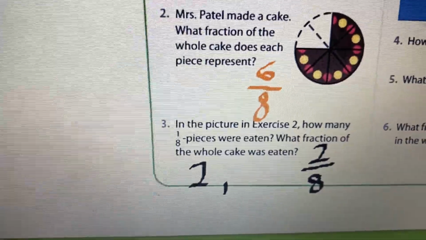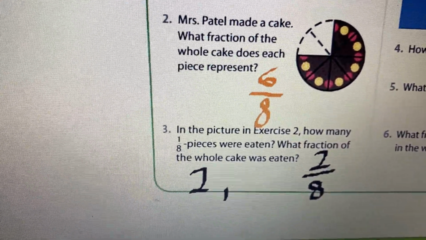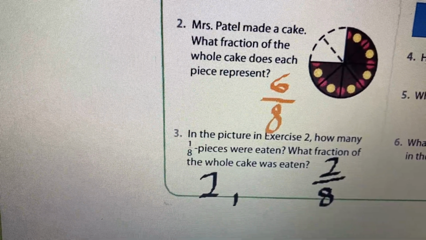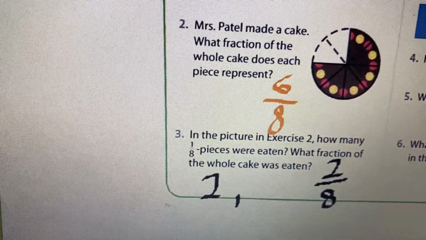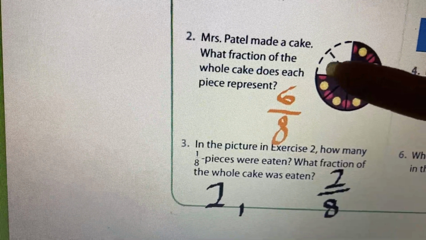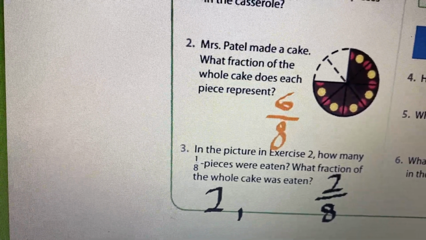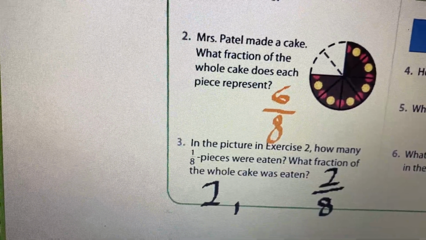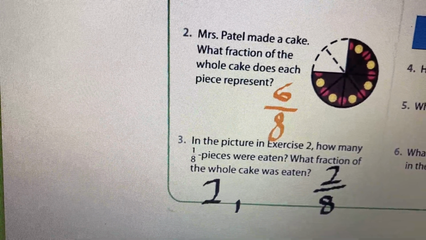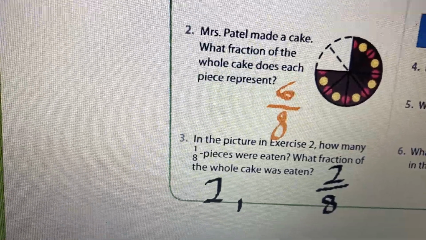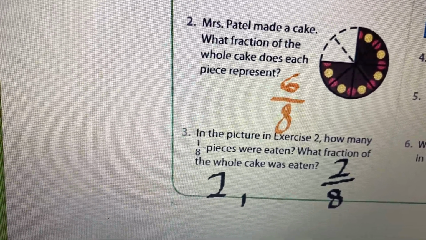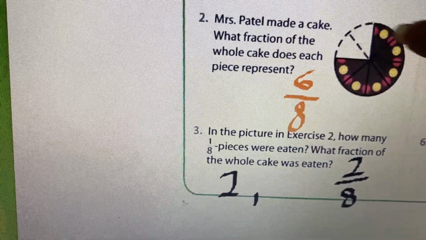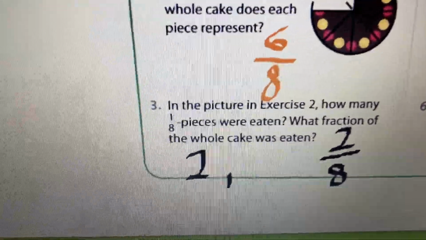Now, question number 3. In the picture in exercise 2, how many 1/8 pieces were eaten? So 2 were eaten. What fraction of the whole cake was eaten? They are asking us about the fraction now. So I have to write the fraction of the eaten pieces. 2 eaten pieces out of 8. So 2/8.